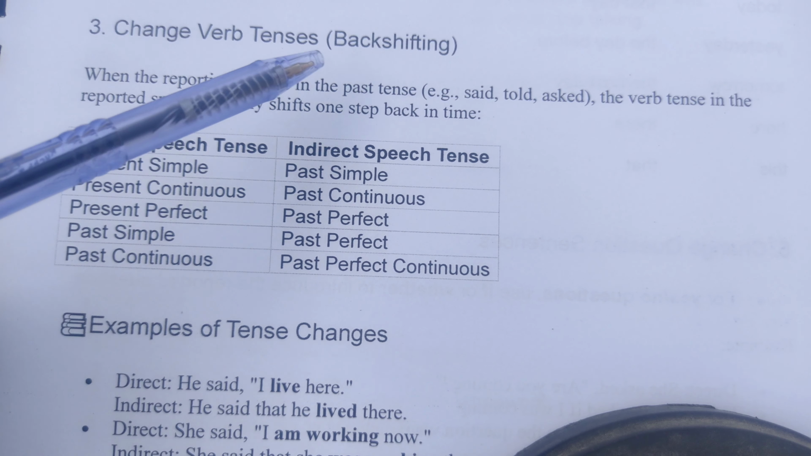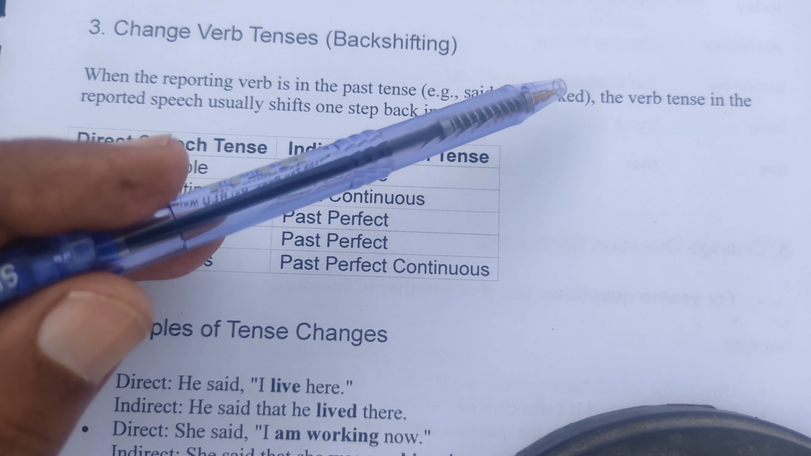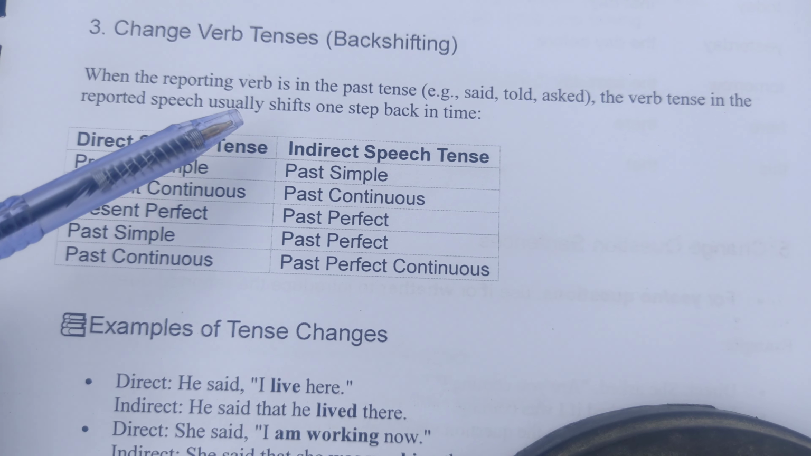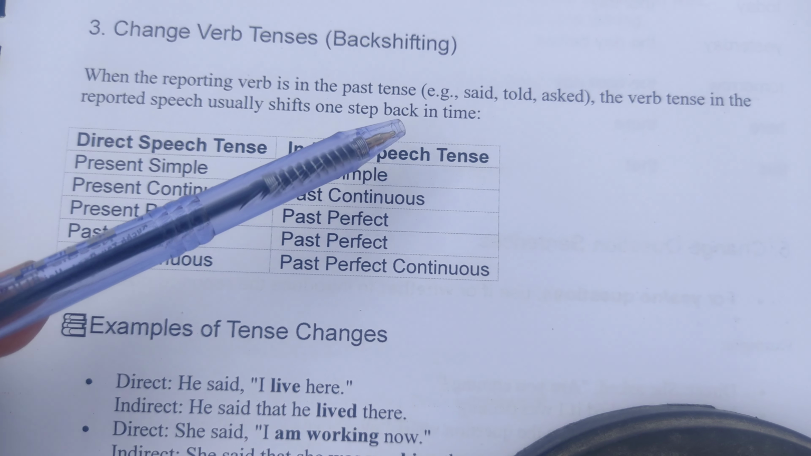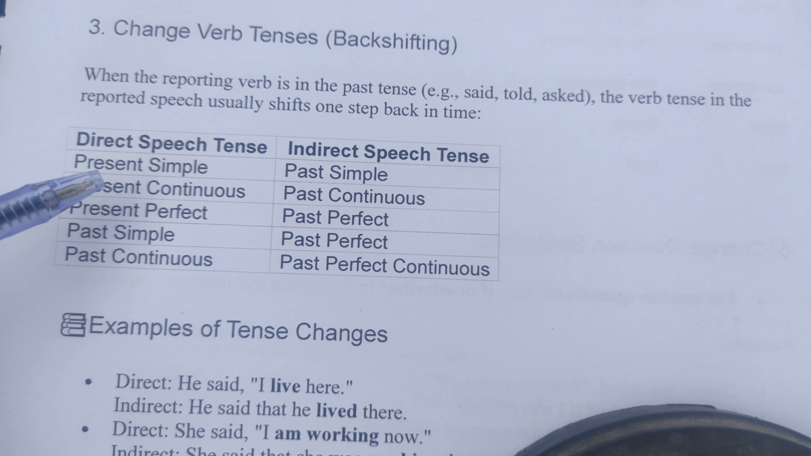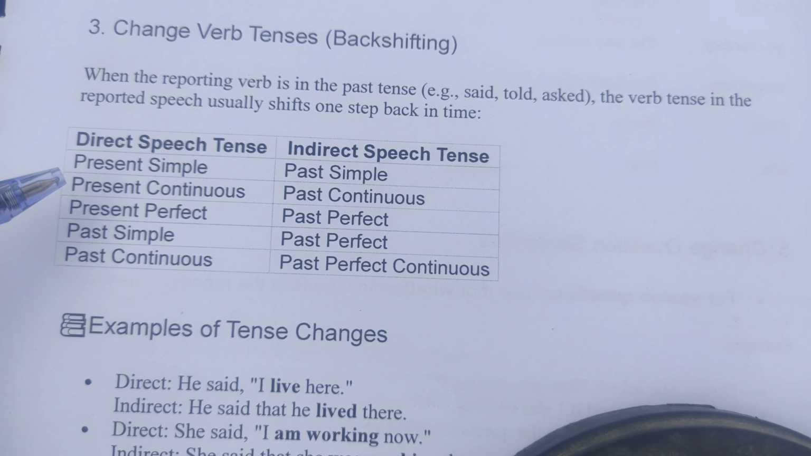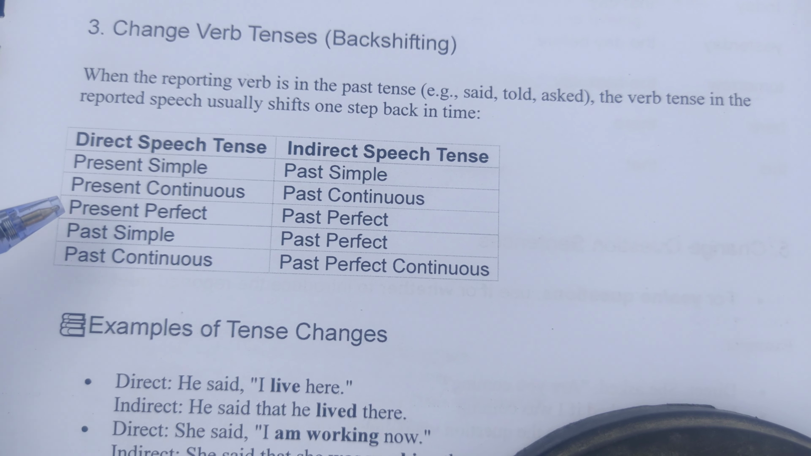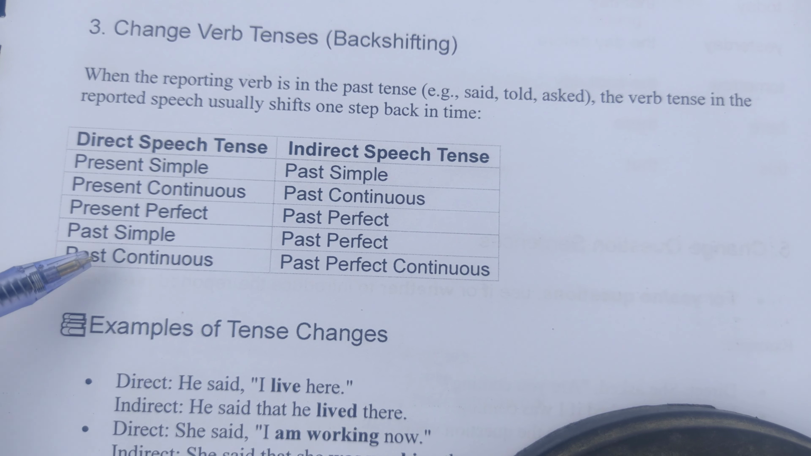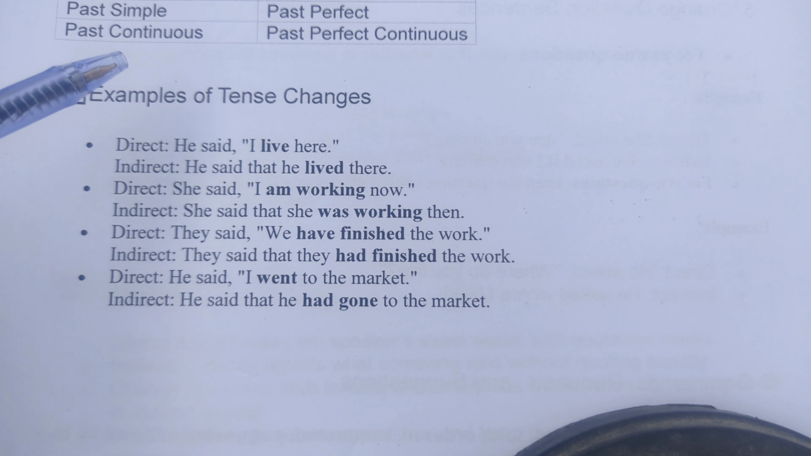Change verb tenses, back shifting. When the reporting verb is in the past tense, for example said, told, asked, the verb tense in the reported speech usually shifts one step back in time. Direct speech tense and indirect speech tense, there is a difference between the changes. Present simple becomes past simple in indirect speech. Present continuous changes to past continuous, present perfect changes to past perfect, past simple to past perfect, past continuous to past perfect continuous. Examples of tense changes here.